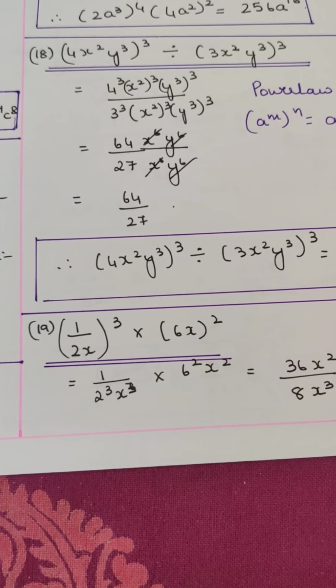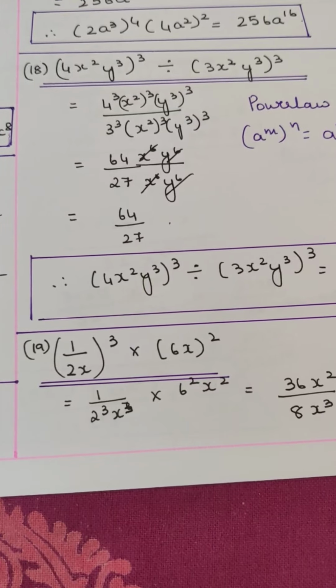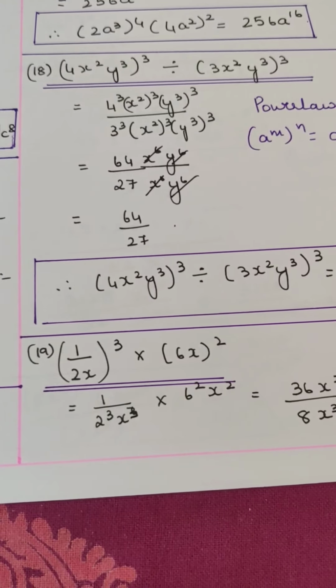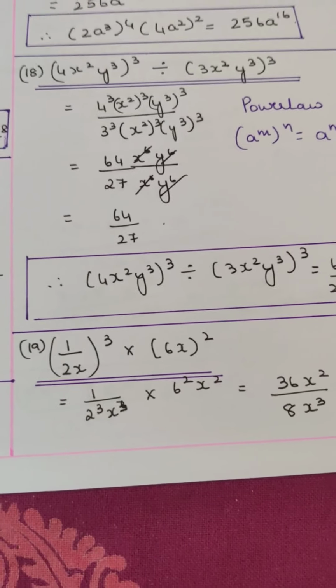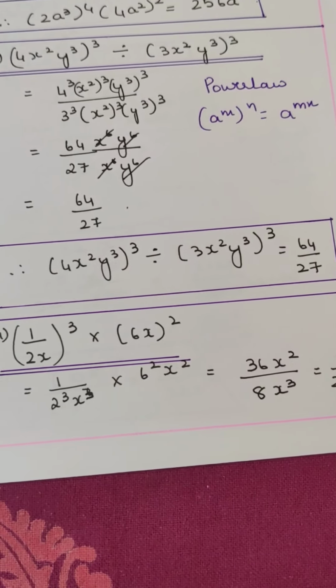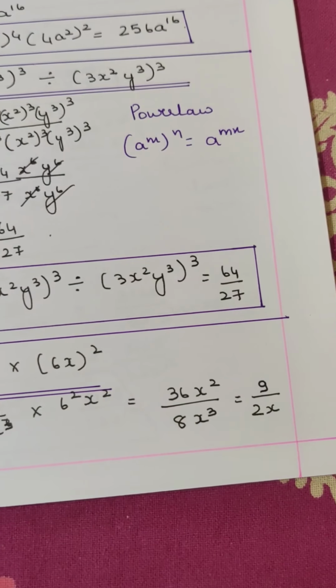Let's move on to the 19th sum. (1 by 2x to the power of 3) into (6x to the power of 2). So this becomes 1 by 2 cube x cube into 6 square into x square. So this becomes 36 x square by 8x cube, which becomes 9 by 2.